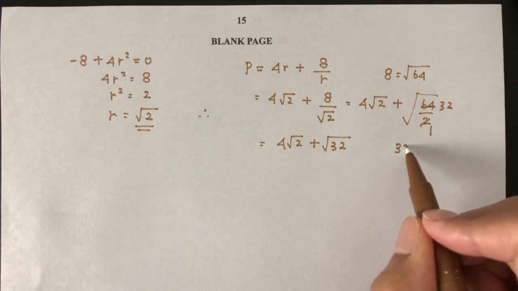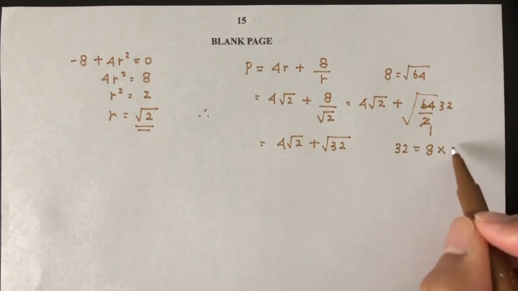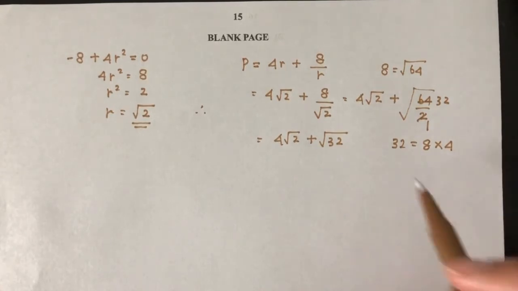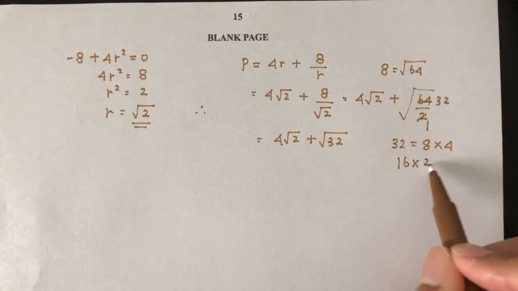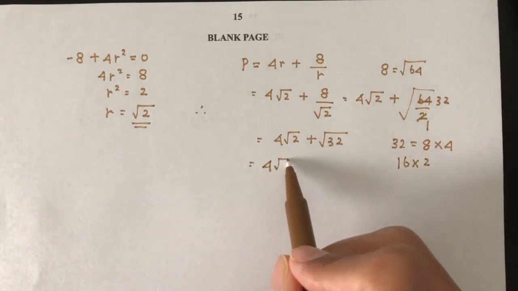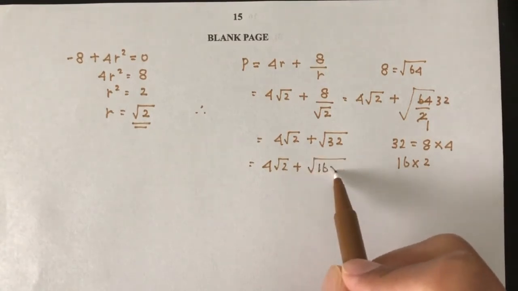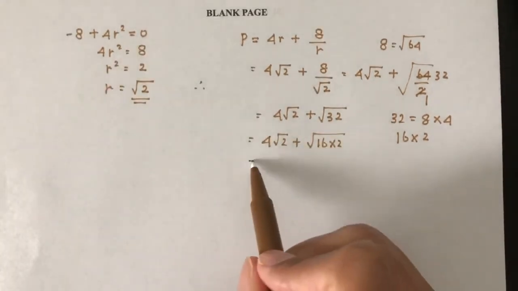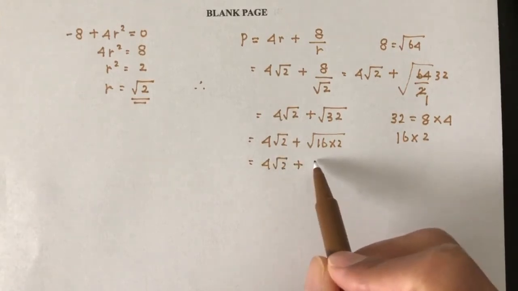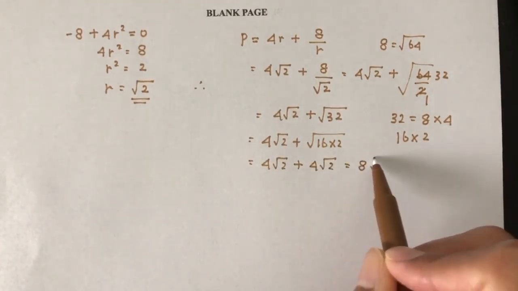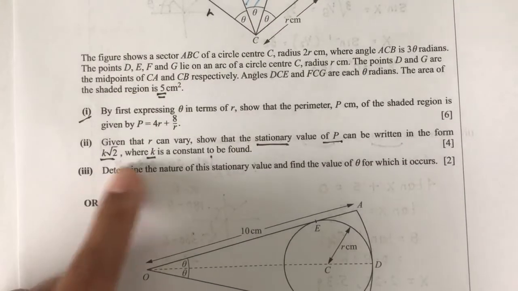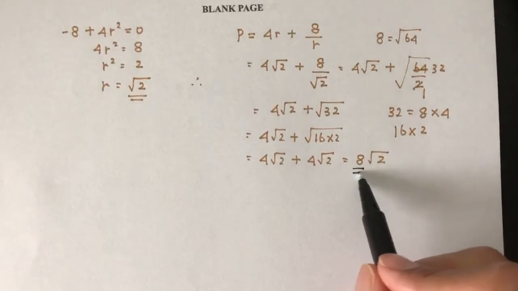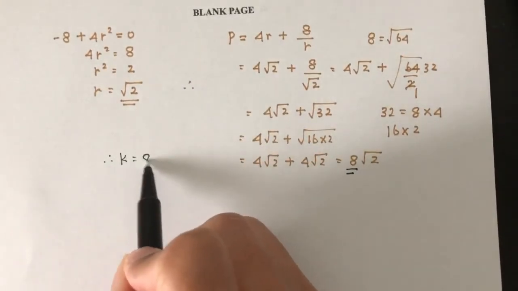Now what is 32? It is equal to 8 times 4, or you can have 16 times 2, even better, right? So you will have 4 root 2 plus the square root of 16 times 2. Now simplify, you will have 4 root 2 plus 4 root 2. That will be 8 root 2. That is the stationary value of p. Now comparing with the question here, we have to find the value of k. So k is equal to 8 from this. k is equal to 8.